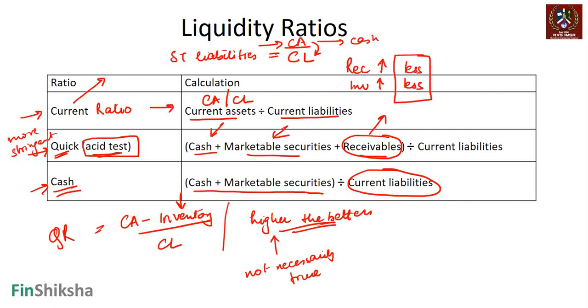Why do you want less inventory? Because inventory can become obsolete. There is a cost of storing all the raw materials, and a risk that inventory becomes obsolete. Let's assume you're a computer manufacturer. You have all the chips stored at your end, and you realize new technology comes in and those chips are no longer useful. So in an ideal scenario, you want less receivables and inventory. But what the current ratio tells us is that CA by CL should be higher, which in a way implies that receivables and inventory should be higher. We will clear this confusion once we talk about the cash flows.